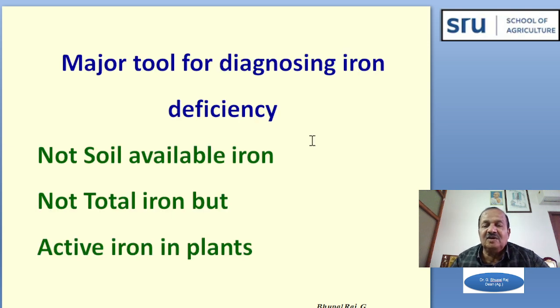So, the major tools: how do we diagnose? I already told you the soil available iron, with the soil test value. But not total iron, rather active iron in plants. For example, groundnut leaf analysis: the critical level of iron is there. If it is less than the critical level, we may say that iron is deficient, but total iron is not the indicator. The active iron in the plants we have to analyze. That is the indication of iron deficiency, to exhibit the iron deficiency symptoms in the crops.